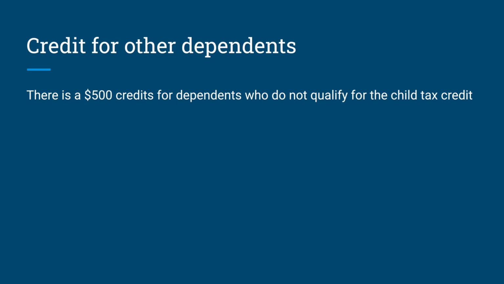And the credit for other dependents. And so if they do not qualify for the child tax credit, there's a $500 credit for those dependents. So as you can see, it is a much smaller amount, but hey, it's still something.